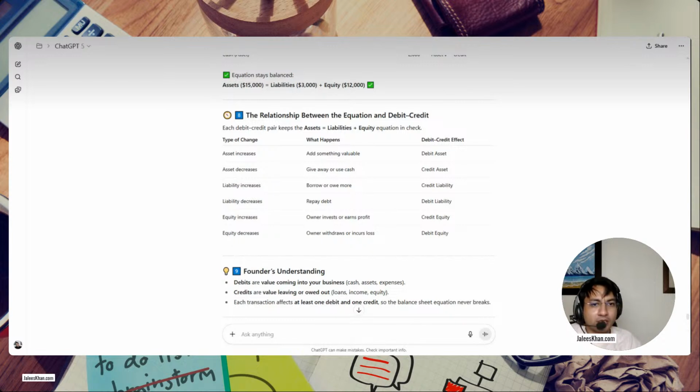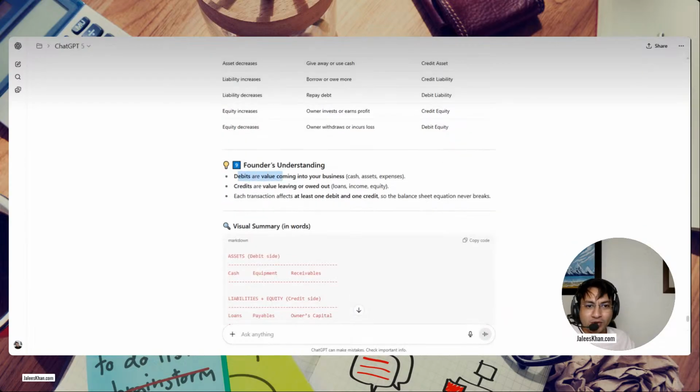What I'm seeing here is that debits are value coming into your business, the ending of the transaction. Got it? Credits are value leaving, or owed out: loans, income, equity. Each transaction affects at least one debit and one credit, so the balance sheet equation never breaks.